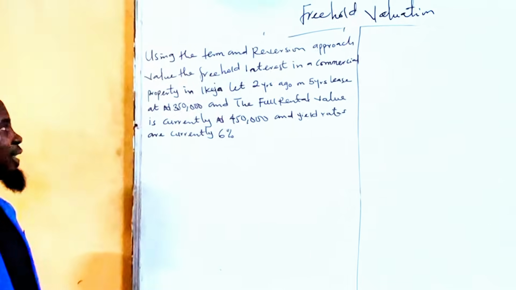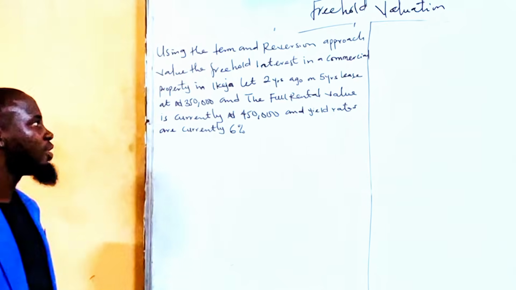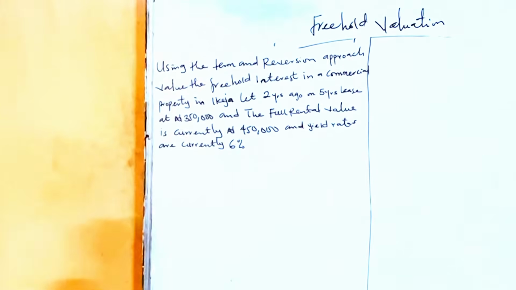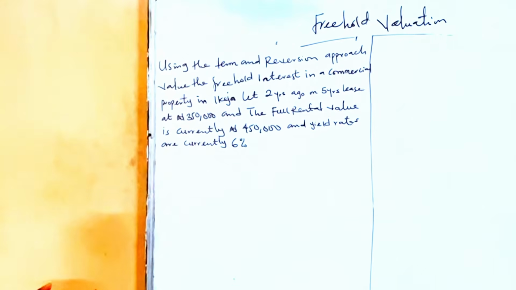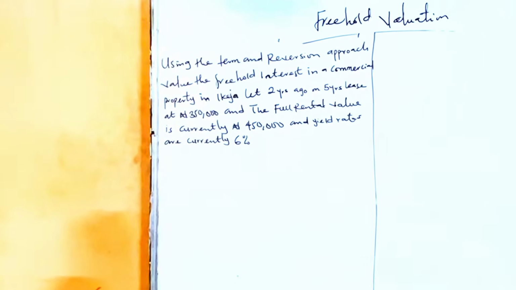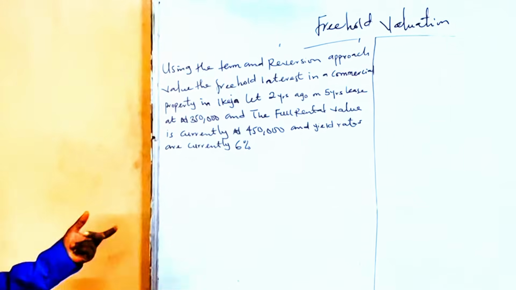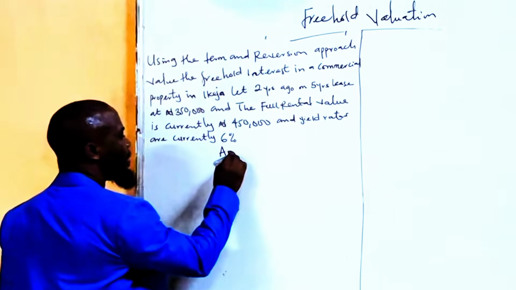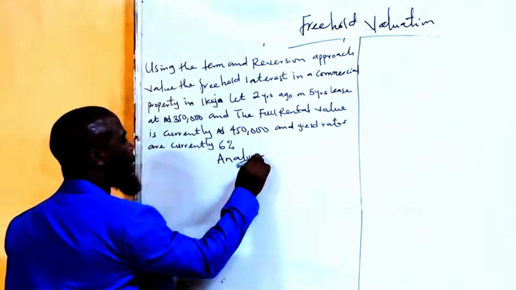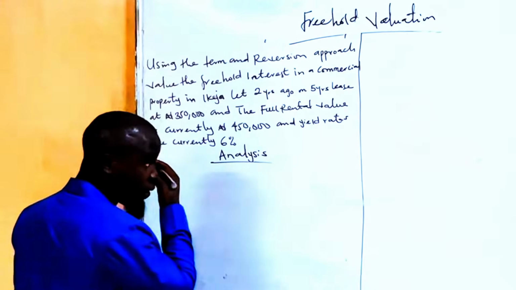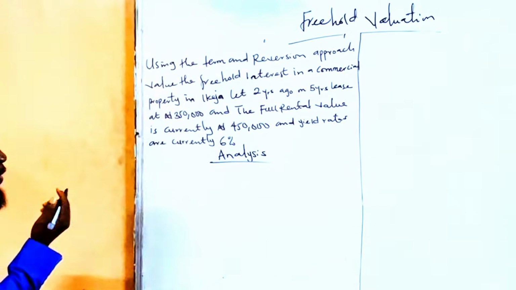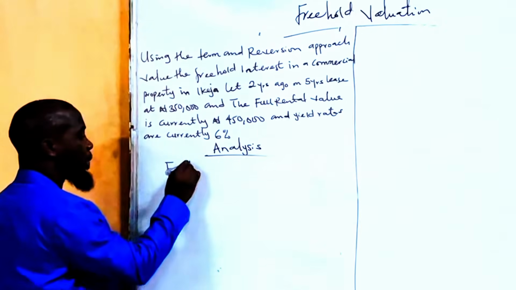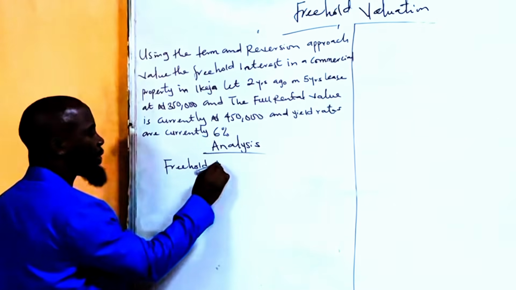Value the freehold interest in a commercial property in Ikeja, let 2 years ago on a 5-year lease at 350,000 naira per annum, and the full rental value is currently 450,000 naira and yield rates are currently 6%. So let's analyze. I said it earlier, for every valuation question, let's analyze first. The first thing is that it's a freehold interest.